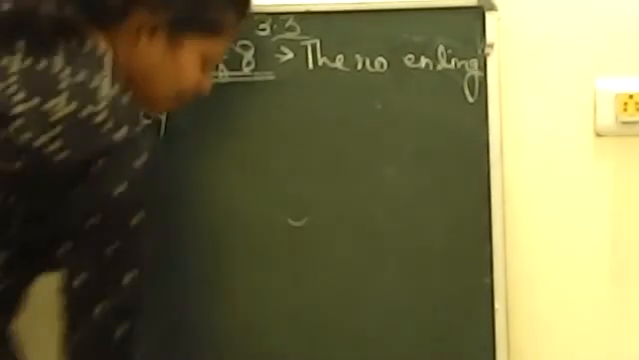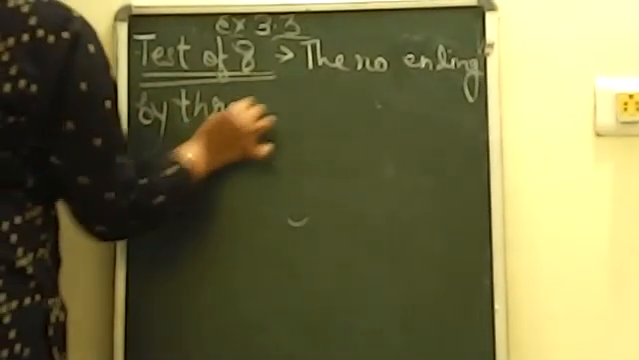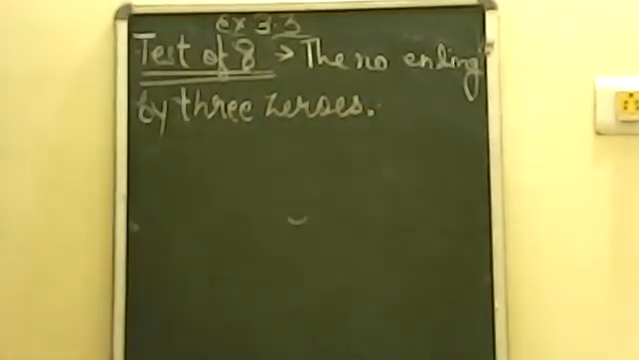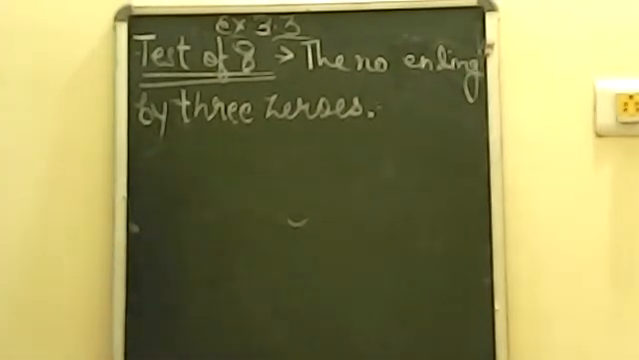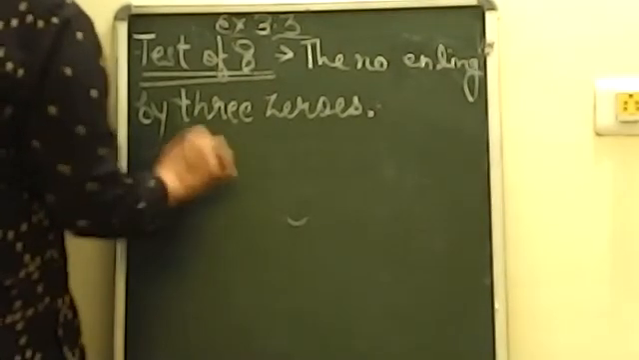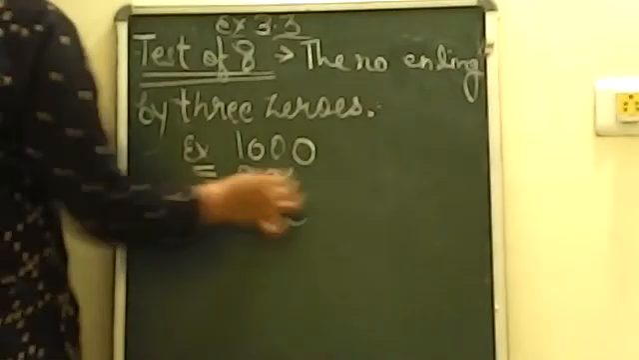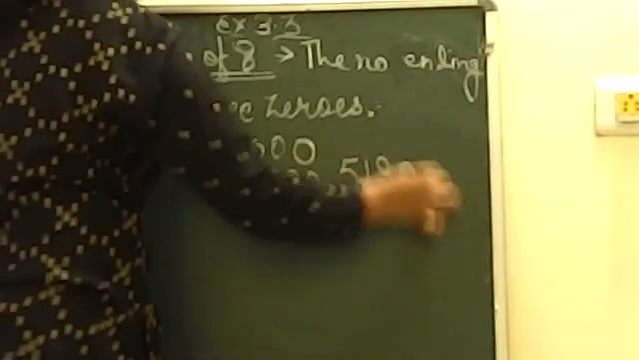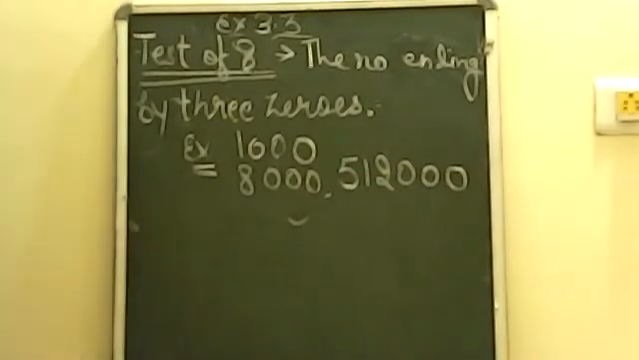The number ending in three zeros. Absolutely right. The number ending with three zeros will be divisible by 8 completely. That is the first condition. For example, 1000, 8000, 512,000, or you can have many more numbers. I have just given you three simple examples.